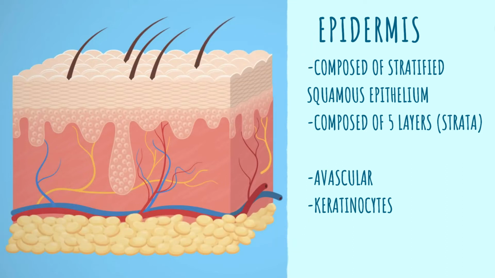Like all other epithelial tissues, the epidermis is avascular. That is, it has no blood supply. Most cells of the epidermis are keratinocytes, which produce keratin, a fibrous protein that makes the epidermis a tough protective layer.